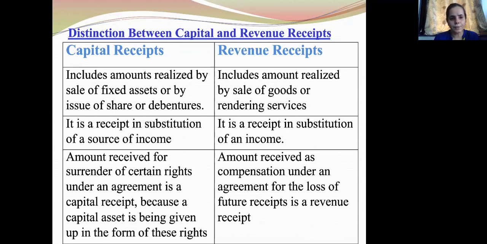Before we go to the profit, students, please have a look for two minutes at how to distinguish between capital receipt and revenue receipt. As we had already discussed, capital receipt comes from the sale of a fixed asset and the issue of shares and debentures. We will not issue shares and debentures again and again. On the revenue receipt side, we get income from the sale of goods or rendering of services, like the banking sector, insurance companies, and transport companies give services. Whatever income we earn by giving services also comes under revenue receipt.